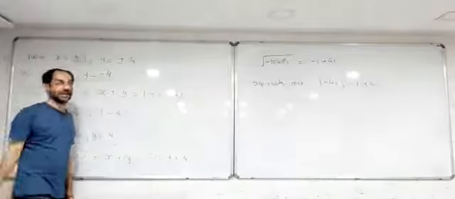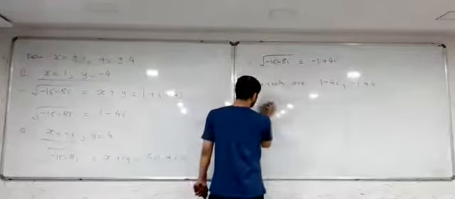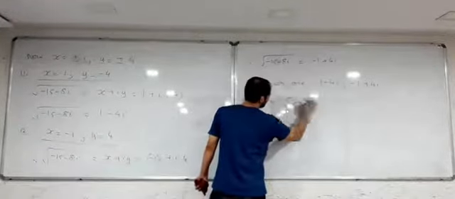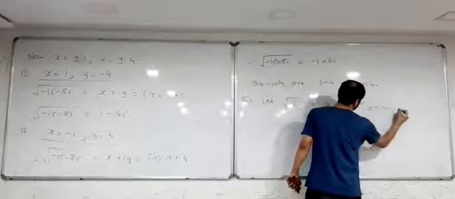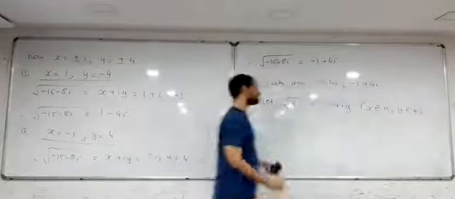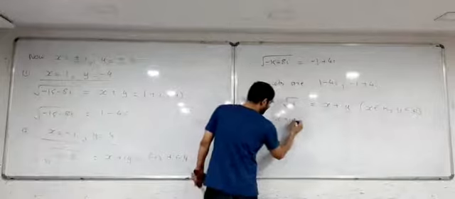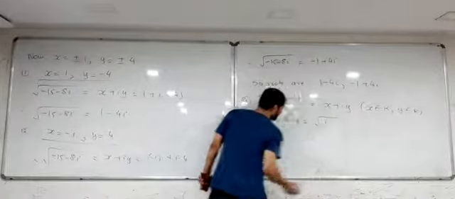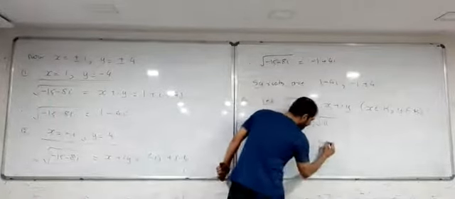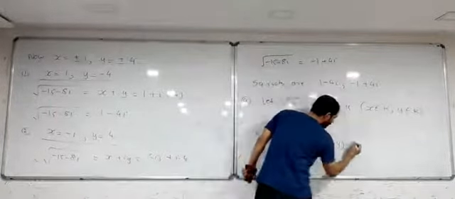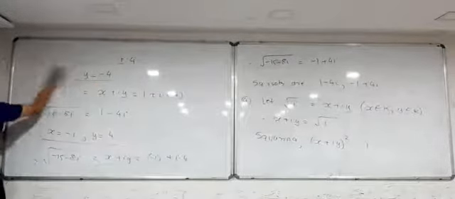क्वेश्चन नंबर 4 और 5 सेम टाइप. लेट मी डू क्वेश्चन नंबर 4. Let square root of i is equal to x plus iy, where x is a real number, y is a real number. Therefore x plus iy is square root of i. Squaring क्या मिलेगा? x plus iy the whole square is i. Root i का square क्या आएगा? Root i का square आएगा i.